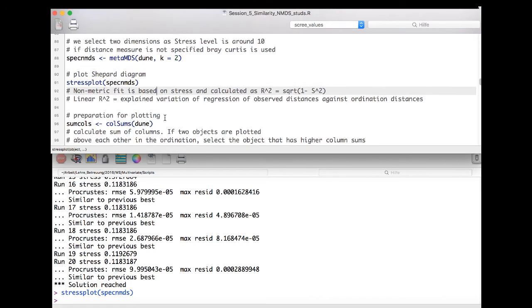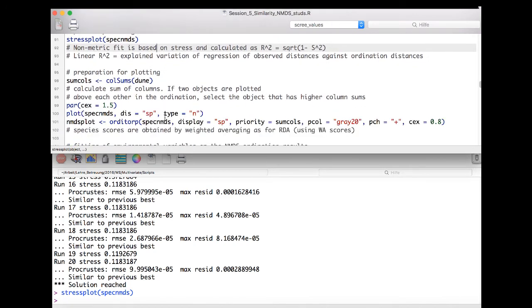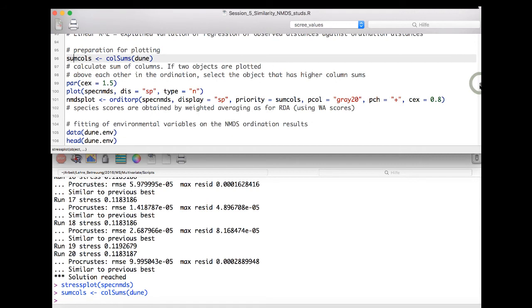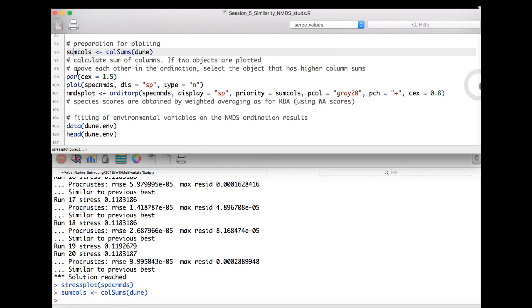Then we prepare for plotting. Since we have many species, some species would be plotted above each other, have a similar position, so we decide to only plot those that occur more often in the data set. That's calculated if we calculate the column sums. So that's an alternative to what we did with the standardization for presence absence and then summing up in the previous script on RDA.